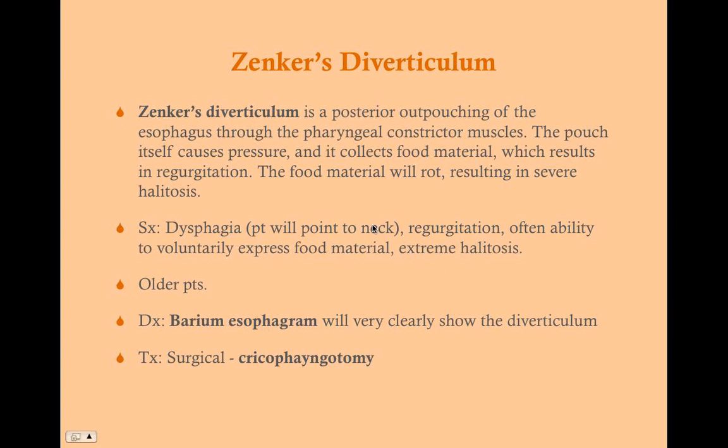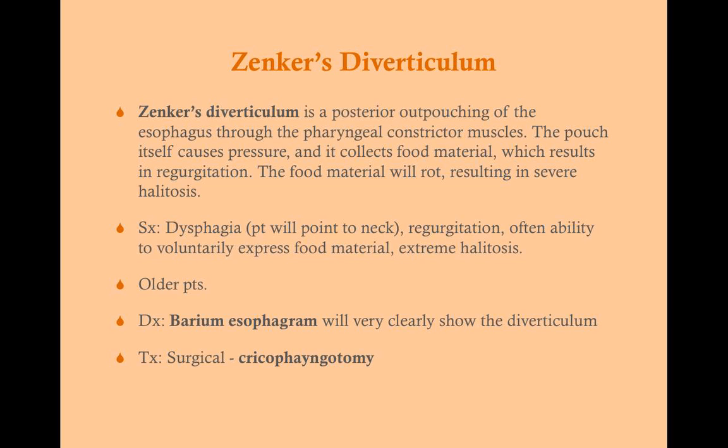So now we're going to talk about Zenker's diverticulum, which is completely different. Zenker's diverticulum is a disorder of anatomy, and what happens is that you get a high pressure in the esophagus, and the result of that is that the pharyngeal constrictor muscles will give way. And so when you get a high pressure in your esophagus and the pharyngeal constrictor muscles give way, what happens is you get an outpouching of your esophagus through where those constrictor muscles are supposed to hold your pharynx, hold your esophagus.